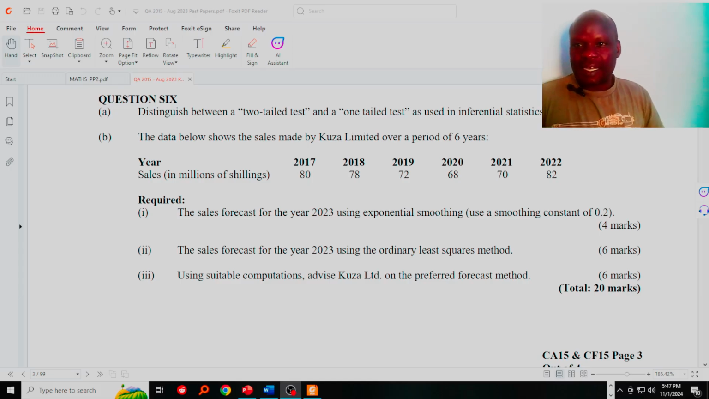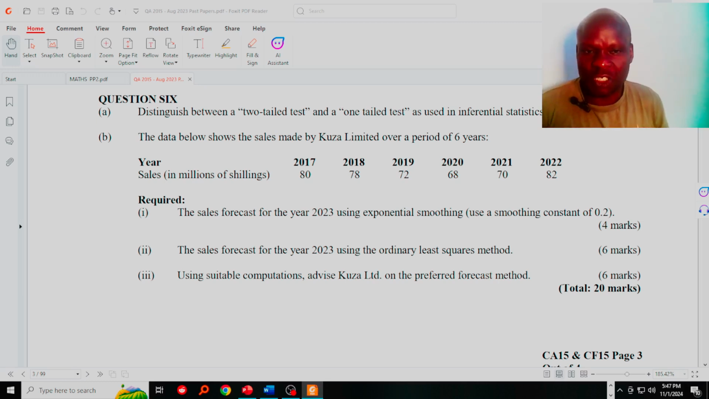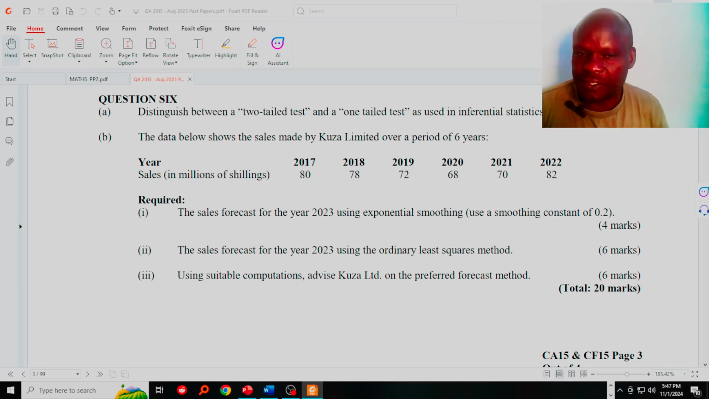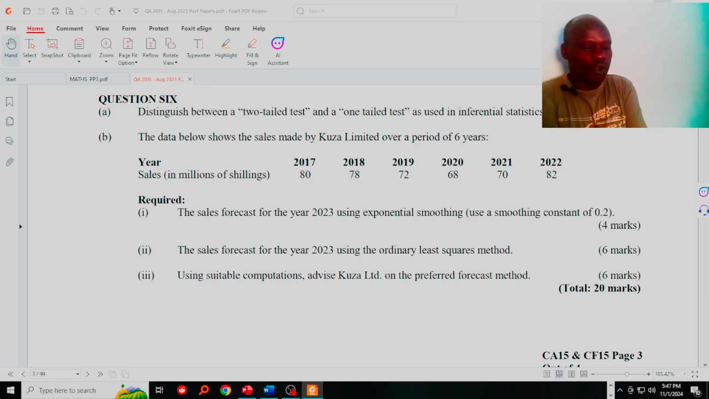Well, we consider a question coming from a paper that was taken by two groups, that is the Certified Public Accountants Foundation level and Certified Investment Finance Analysts Foundation level. The paper is quantitative analysis and it was taken in August of 2023 on the 23rd day. Now, the question that we want to look at is question 6, as you see projected on your screen.